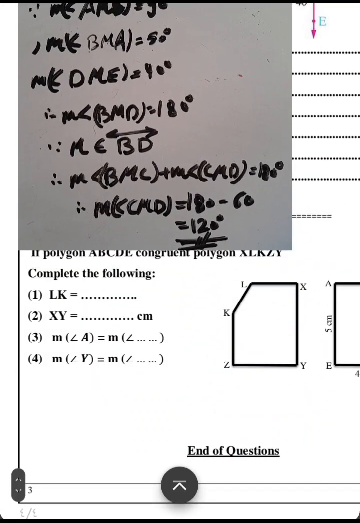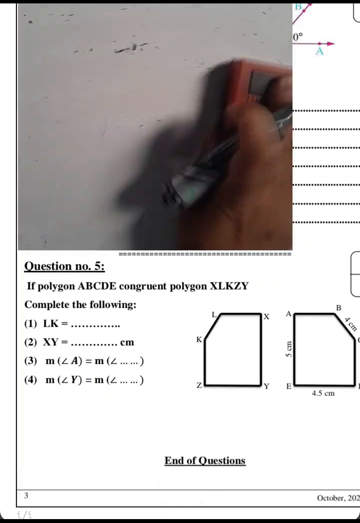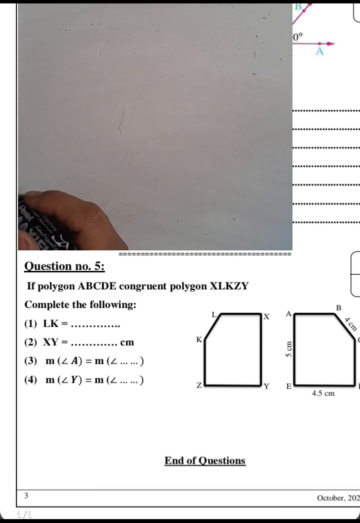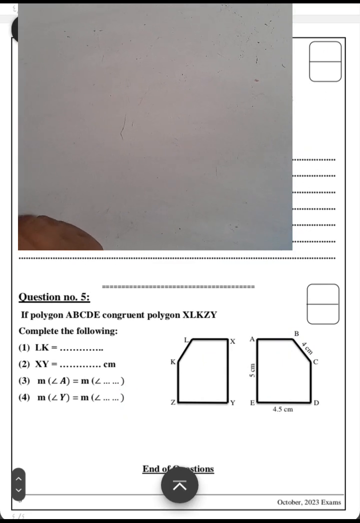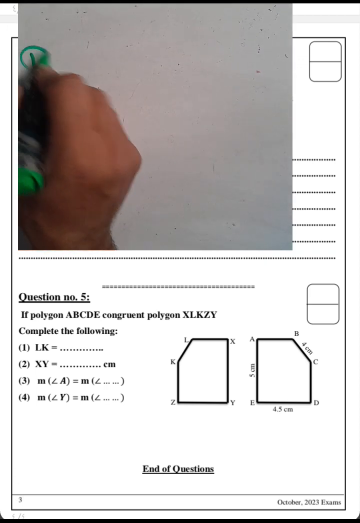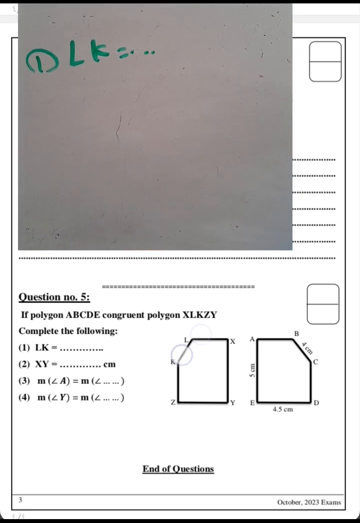Last question, number 5. We have two polygons here. If polygon ABCDE is congruent to polygon XLZY, we have two congruent polygons here. You want to find LK equals what? LK is congruent to BC, it will be 4 centimeters.